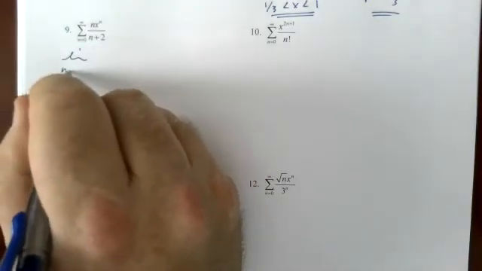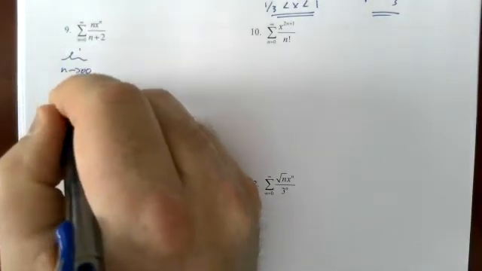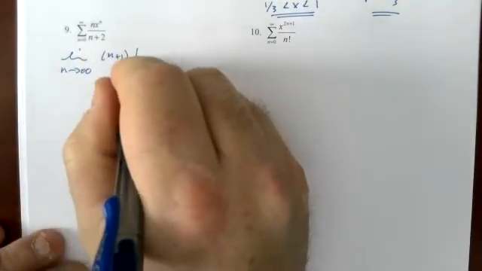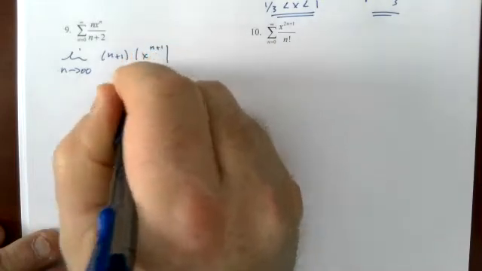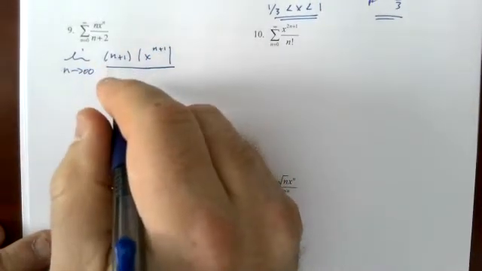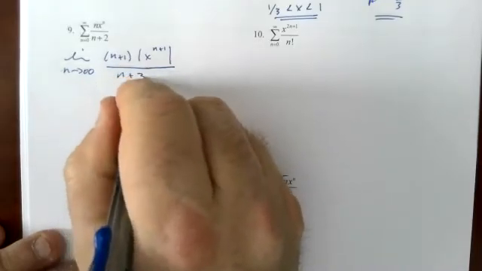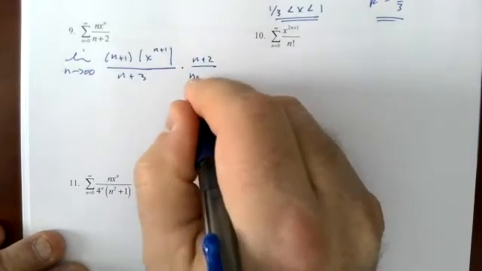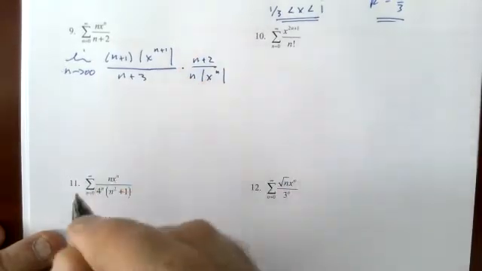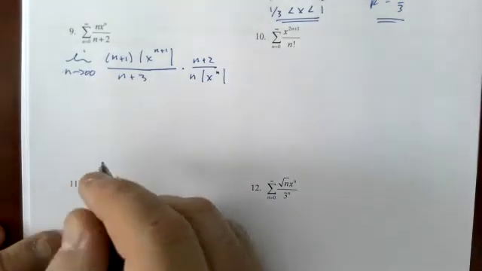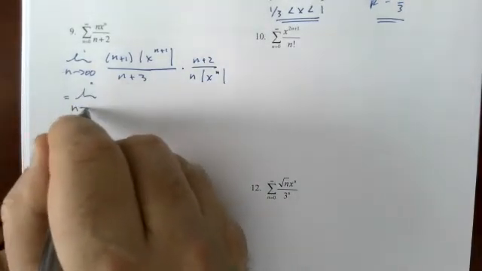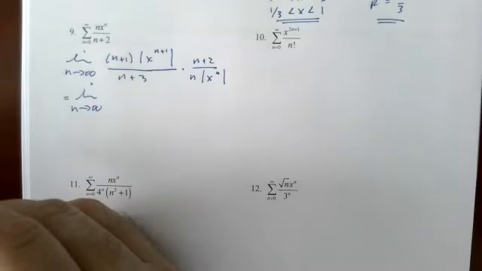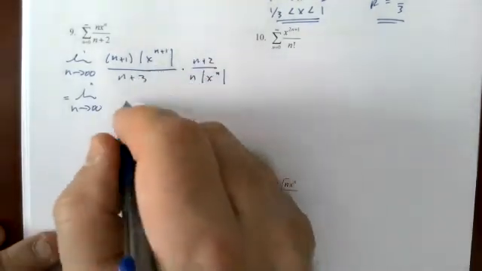Limit as n goes to infinity of n plus 1, x to the n plus 1, n plus 3 times n plus 2 over n, absolute value x to the n, equals the limit as n goes to infinity. This cancels to 1 and this cancels to 1, so they're all gone. This cancels to x to the n.